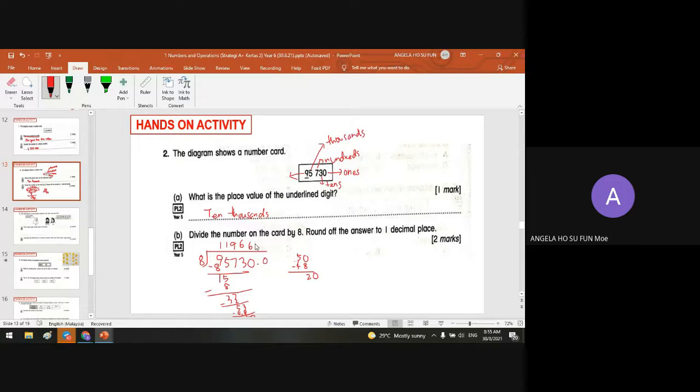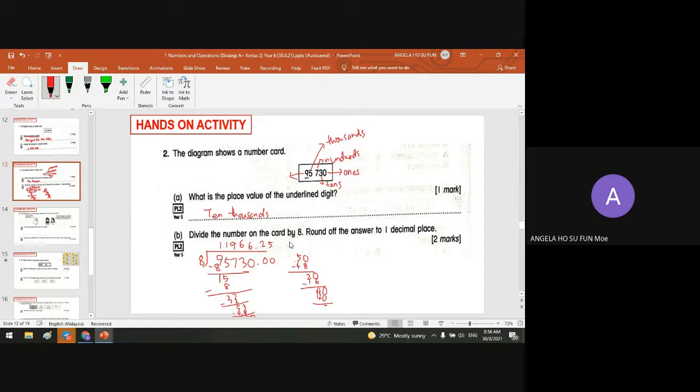Okay. 8 times decimal point. 8 times 2 is 16. All right. I minus. Okay, this is 4. I add another 0. Okay, put 0 here. 8 times 5 is 40. So you get this one already.